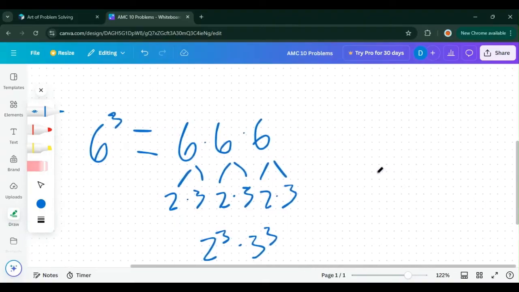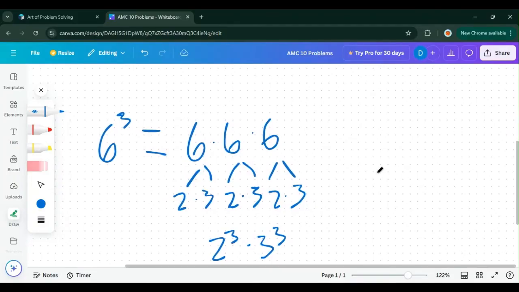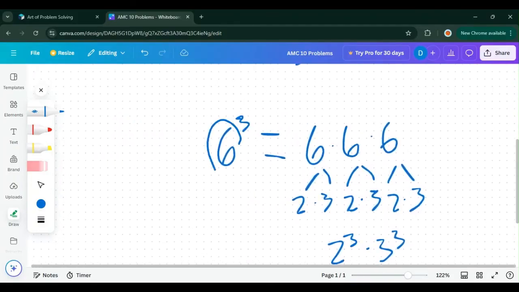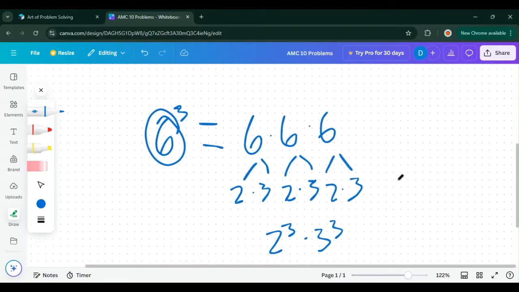I'm more of a visual learner, so it's easier for me. But the concept is that if we don't have a number in its simplest form, we can write it in the simplest form with primes, and each prime gets that exponent, because as you see right here, 6 times 6 times 6, each 6 can be written as 2 times 3, and we just multiply each one because they are part of that sequence.